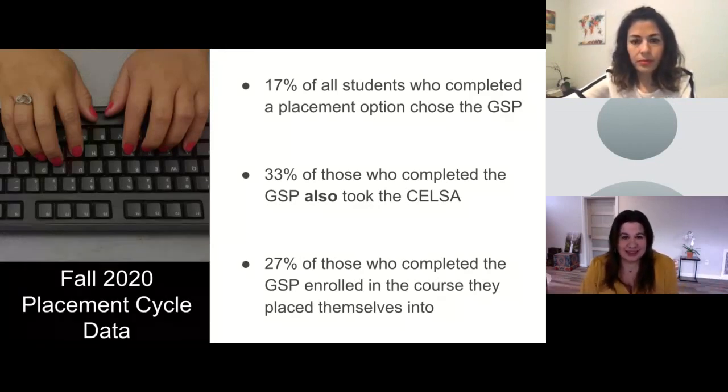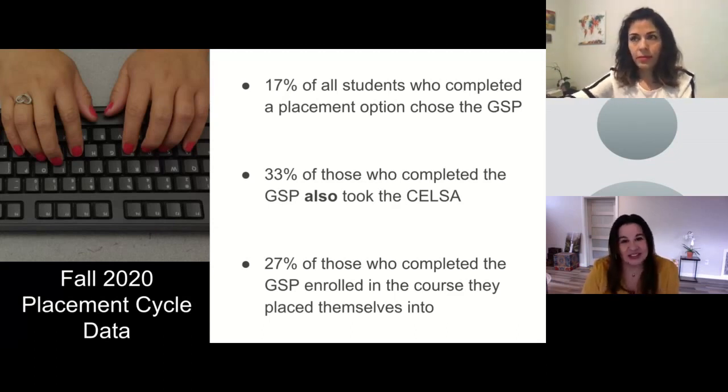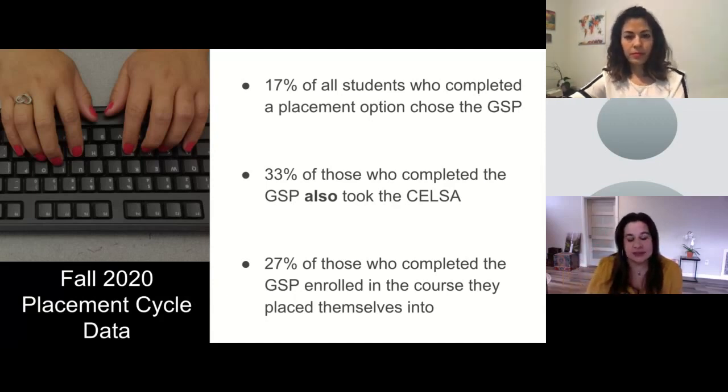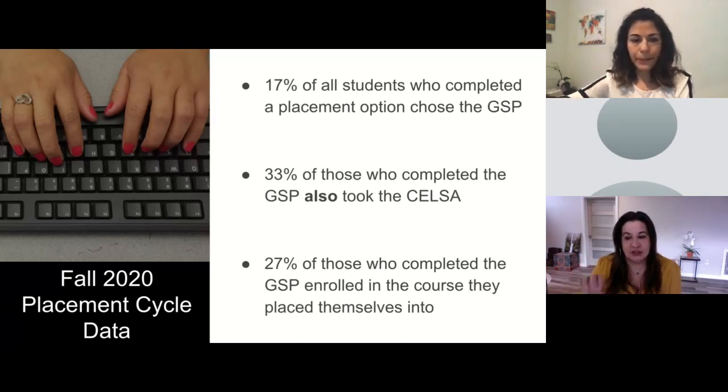The whole process is about empowering students to understand the levels, to understand the expectations, and then to make an informed decision for themselves based on that information. It is really scary for students. A lot of students, it's really intimidating and scary for a lot of them to do that. So you can see in this data here, just in our pilot, and this has been for our placement cycle for placing students into courses this fall.